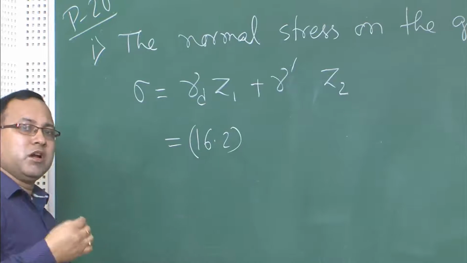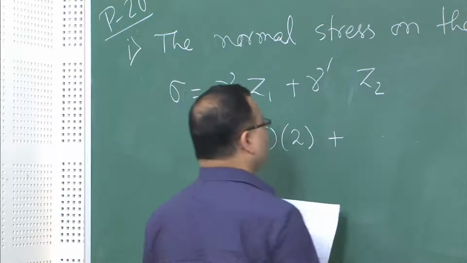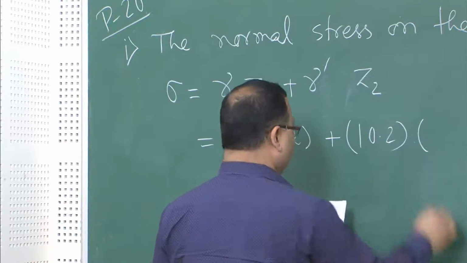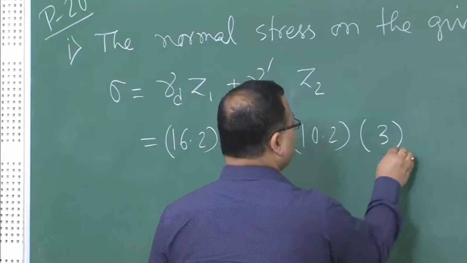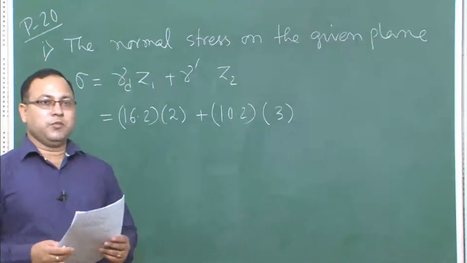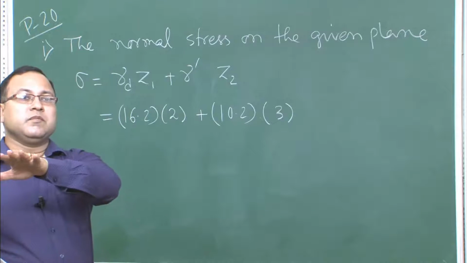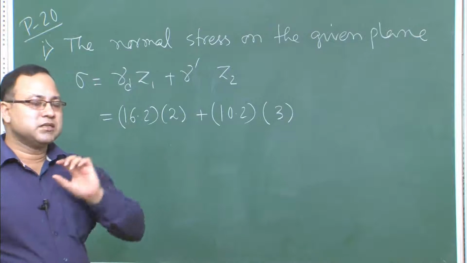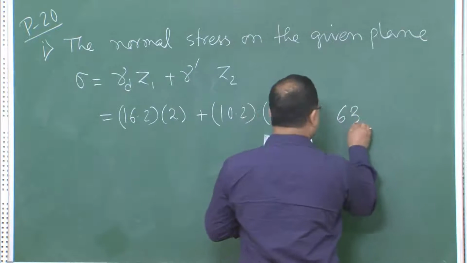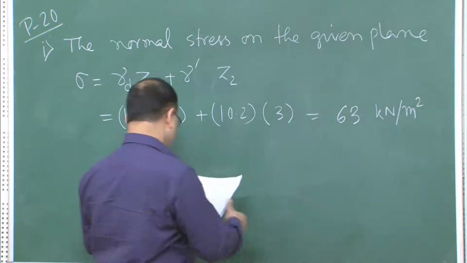Now, what is the depth above the water table? That is 2 meter, plus what is the magnitude of gamma prime? That you have already got, 10.2, and what is Z2? The depth below the water table is 3 meter. Because you are considering a total 5 meter depth at which you are considering the horizontal plane, so 2 meter plus 3 meter, total 5 meter. So, this gives me 63 kilonewton per meter square.